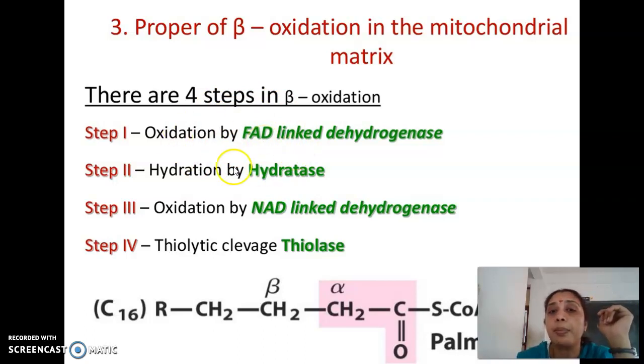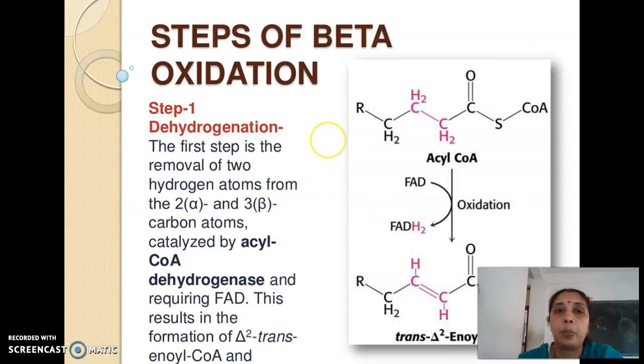So the first step of dehydrogenation is carried out by FAD dependent dehydrogenase enzyme, while the third oxidation, or third dehydrogenation, is carried out by NAD dependent dehydrogenase enzyme. That's the difference between the oxidation in the first and third steps. Both are dehydrogenation reactions, but the first step is carried out by FAD dependent dehydrogenase, while the third step is carried out by NAD dependent dehydrogenase enzyme. Right? Okay. So step 1.